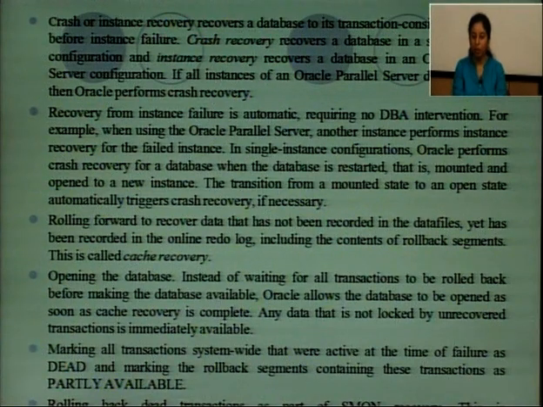In a single instance configuration, Oracle performs crash recovery for a database when the database is restarted, that is, mounted and opened by a new instance. Rolling forward to recover data that has not yet been recorded in the data files but has been recorded in the online redo log, including the contents of rollback segments, is known as cache recovery. Opening the database, instead of waiting for transactions to be rolled back before making the database available, and marking all the transactions system-wide that were active at the time of failure as dead, and marking the rollback segments containing these transactions as partially available. Rolling back dead transactions as part of the SMON recovery is again known as transaction recovery.